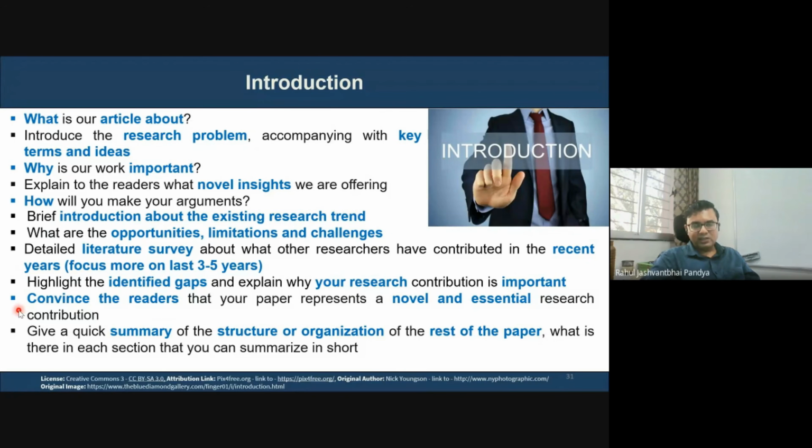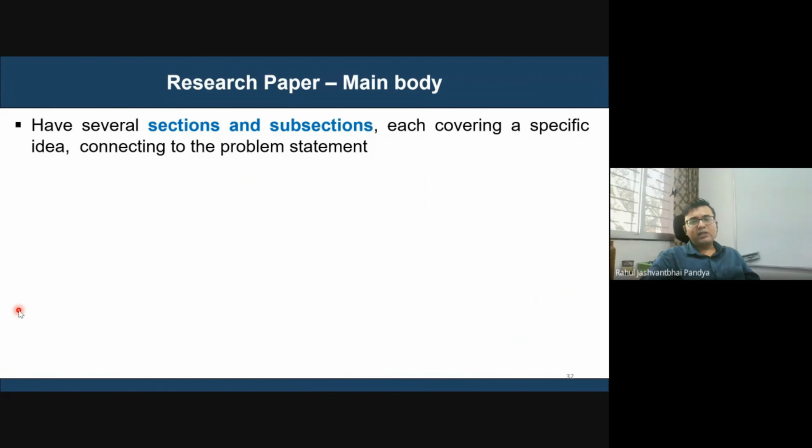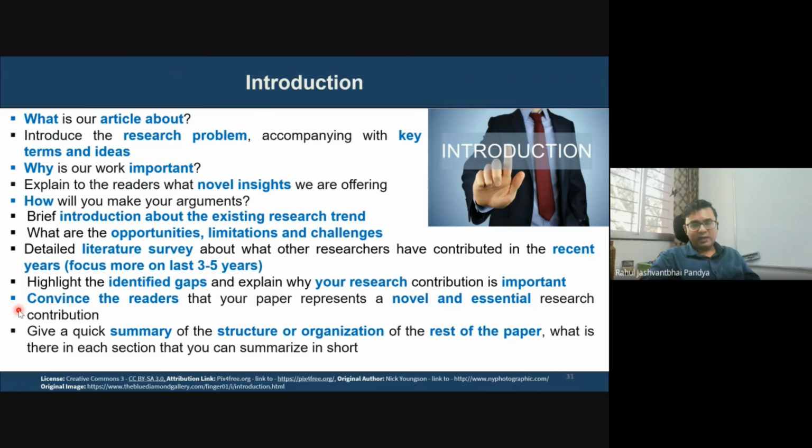After this is done, at the end of the introduction, give a quick summary of the structure or organization of the rest of the paper. Here you can say that subsequent section 2 presents maybe the system model. Section 3 presents all the proposed algorithms or methods. Section 4 may present results and discussion or analytical discussions. Section 5 may conclude the article, and section 6 gives the acknowledgements, and subsequently we get the references, right? So that would be my introduction part.